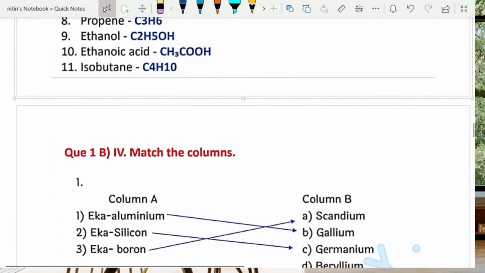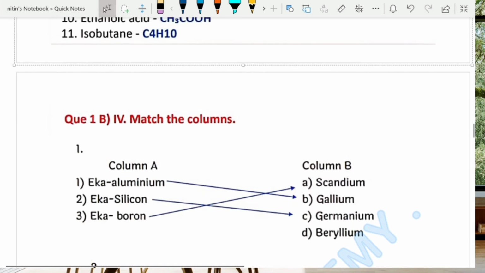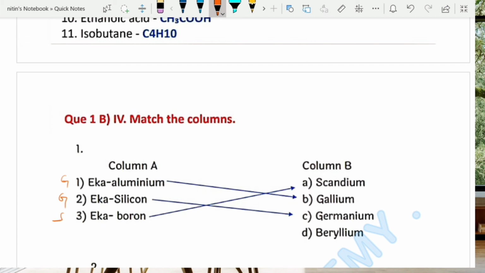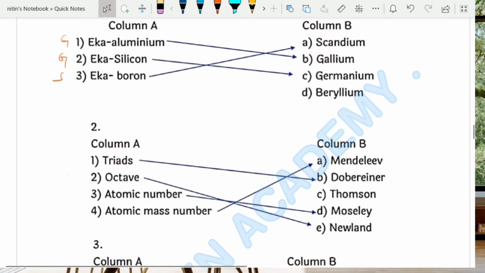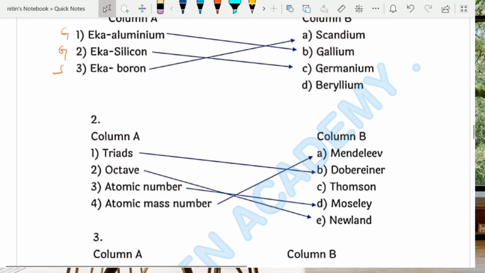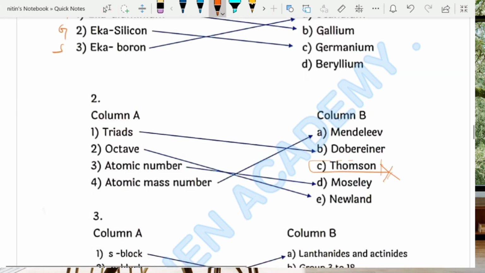Question 1B in the fourth bit. Match the following: Eka aluminium, gallium. Eka silicon, germanium, and Eka boron, scandium. Gallium, germanium, and scandium. Okay. Next, triads is Dobereiner, octaves, Mendeleev's atomic number is Moseley, atomic mass number is Mendeleev's, and Thomas is not present in any one of them in your periodic table.